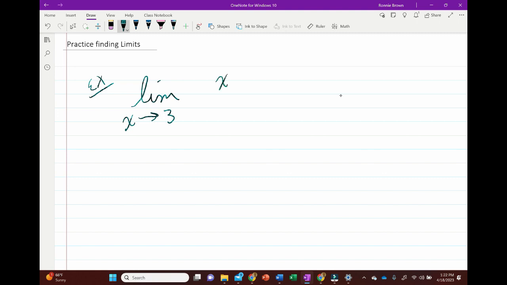So what we're going to do today is a quick practice on evaluating limits. So let's take a look at our first example. Let's say we have, finding the limit as x approaches 3 of x squared minus 9 over x minus 3.